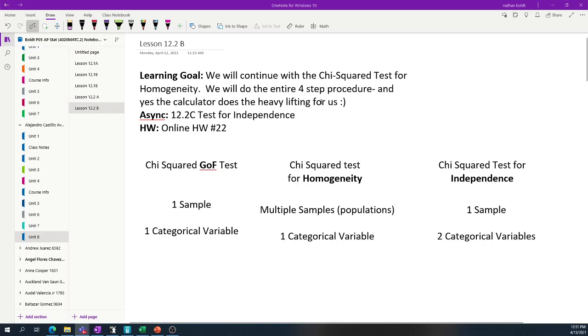So we'll do the whole 4-step procedure here for the homogeneity, and just make note of the slight differences, okay? And there's not that many of them. Your video, the test for independence, and your online homework.